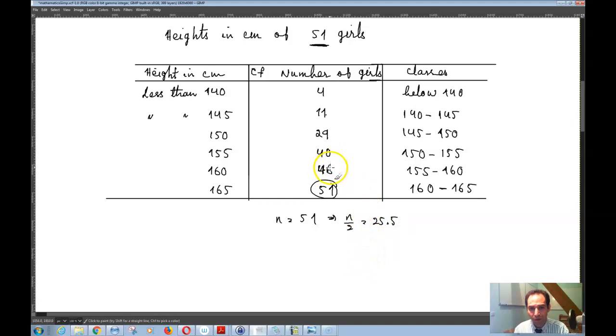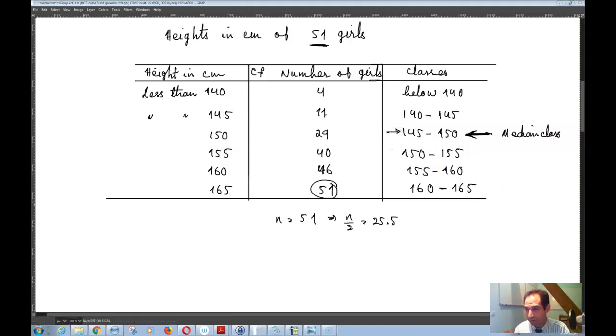Now 25.5, you have to go for the cumulative frequency of the class. You have to go for the class whose cumulative frequency is greater than this number, which is basically this class over here. You can call this the median class. And once you have the median class, then you need to find what you need to do.